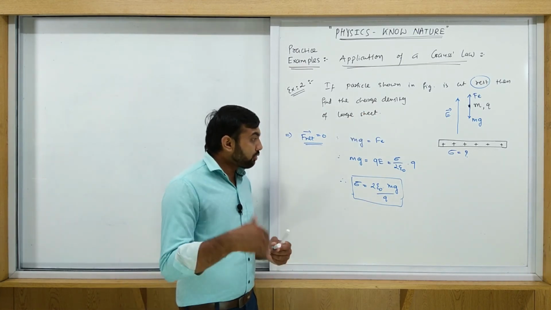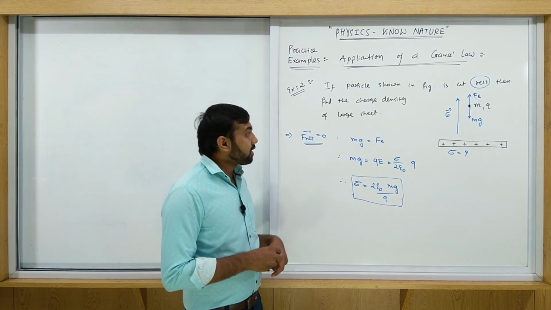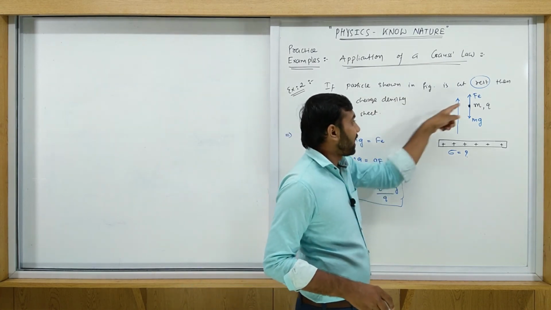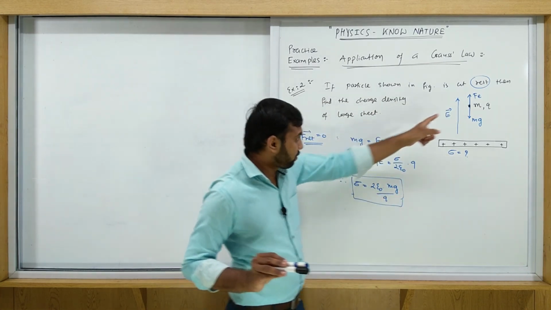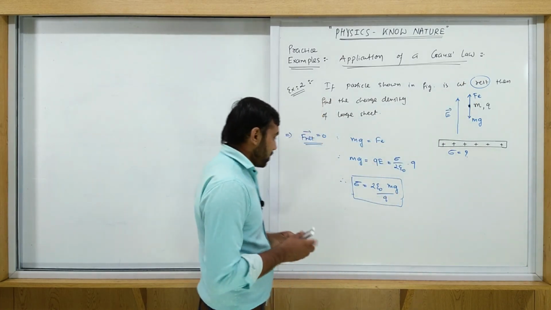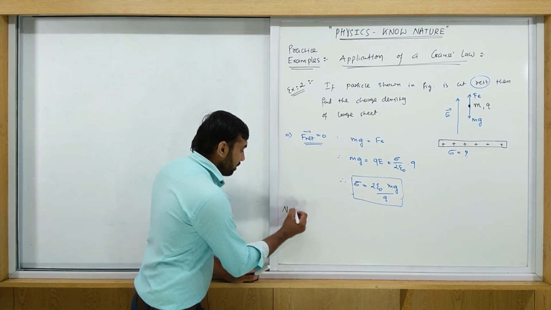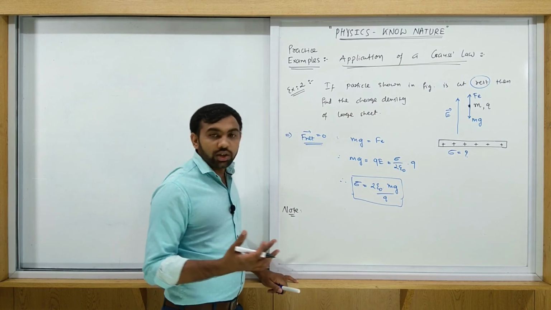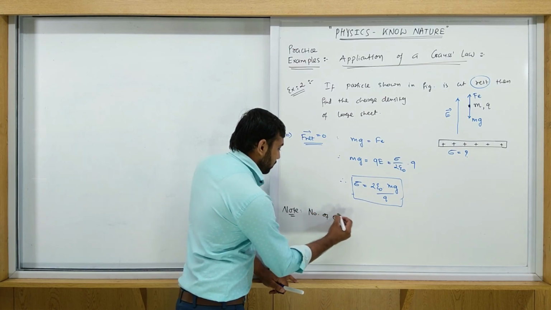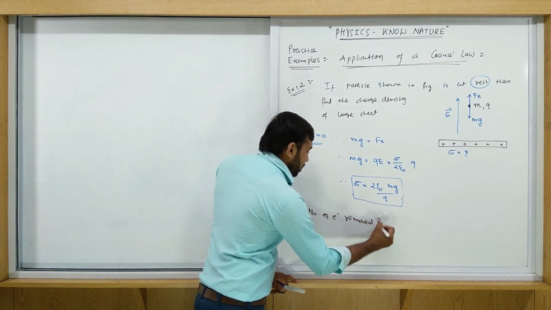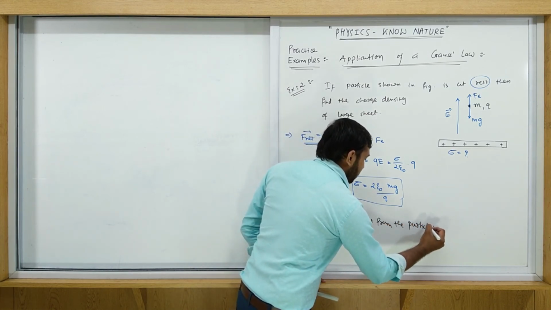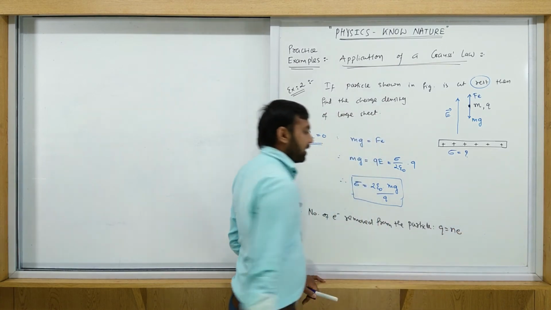Different questions can also be asked in this case. Find the number of electrons removed from this particle. If you remove electrons, this particle becomes positively charged, as we discussed. The force is in this direction, which means the charge on this particle is positive. Write some additional notes: how many electrons are removed from this particle. So for the number of electrons removed from the particle, you use Q is equal to ne.